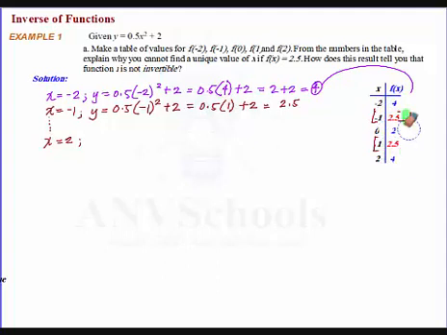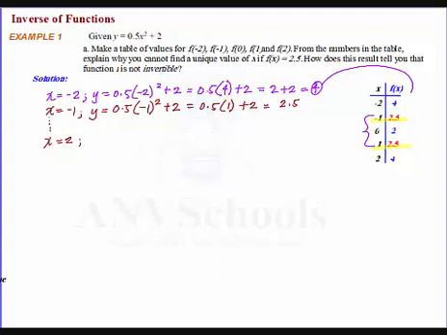Let me erase this part here. Okay, so now we have a cleaner table, and I'm going to highlight those that have duplicated values. So we have this one, and we have this one. So from the numbers in the table, explain why you cannot find a unique value of x if f of x is equal to 2.5. Therefore, we have proven that for f of x equal to 2.5, there are two x values, negative 1 and 1, which have the same f of x value or y value, which is 2.5.